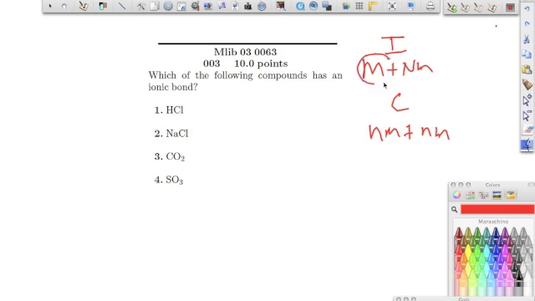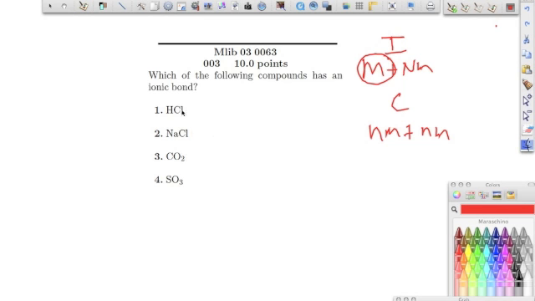So when we're looking at these compounds, the first thing you have to do is this: the first element within an ionic compound has to be a metal. So all we have to do is look at the very first element and see, is it a metal or is it a nonmetal? If it's a metal, then we know it's ionic. Now remember that metals are located to the left of the stair step on the periodic table, and nonmetals are located to the right.